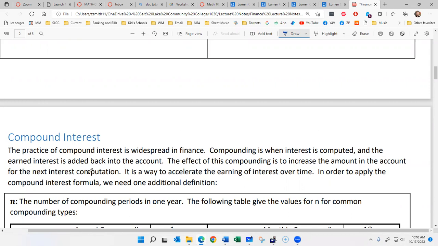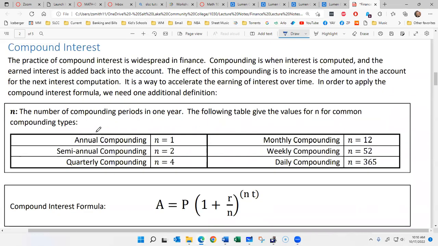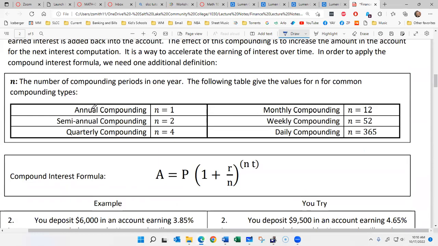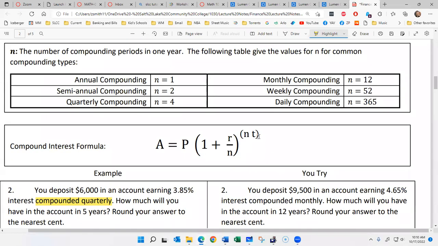In order to apply the compound interest formula, we need one additional definition. It's n. Lowercase n is the number of compounding periods in 1 year. This table is for the common compounding types. In the problem, it will state something like compounded quarterly. This is what you need to look for in the problem to know that it's a compounding problem, and therefore we use this compound interest formula.